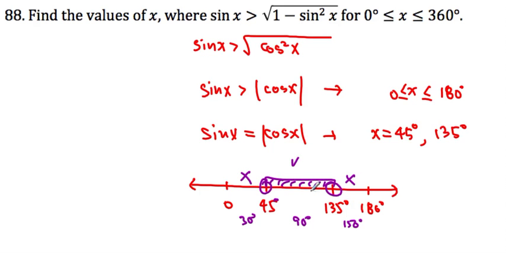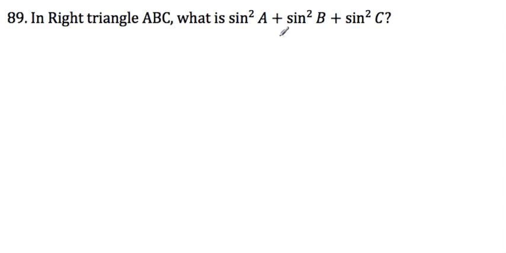Alright, let's look at number 89. Okay, we have a right triangle. Now, you know what? Since it didn't say anything, one of them has to be a right triangle. So then let me just try to draw a picture for you and then see what we end up getting.